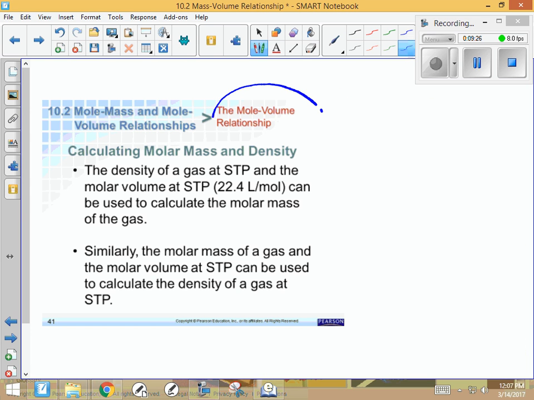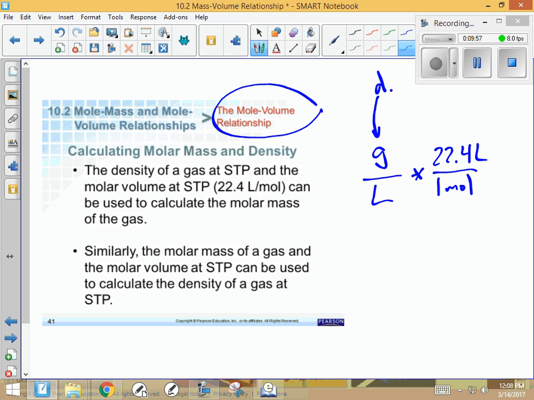So another thing about the mole to volume relationship is that you can calculate molar mass and/or density using it. The density of a gas at standard temperature and pressure, and the molar volume can be used to calculate the molar mass of the gas. How does that work? Well, if we have a density, that would mean we have grams over liters. And if we multiply that by 22.4 liters per 1 mole, which is the conversion factor that we just learned, when the liters cancel, we're going to get grams per mole, which is our molar mass. Okay, see how that works?